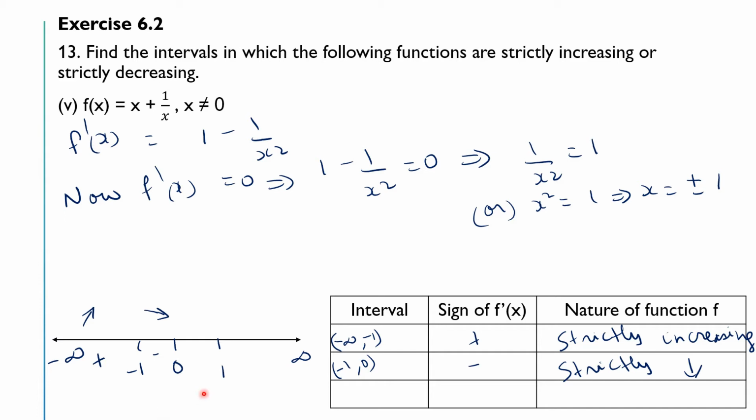Now if we consider the interval 0 to 1, if we substitute a point, say 0.5, in f dash of x, we get 1 minus 1 by 0.25. So again it is negative, less than 0. So in the interval 0 to 1 also, we have the function f decreasing. So here again it is negative, and the function f is strictly decreasing. So here we can write minus 1 comma 0.